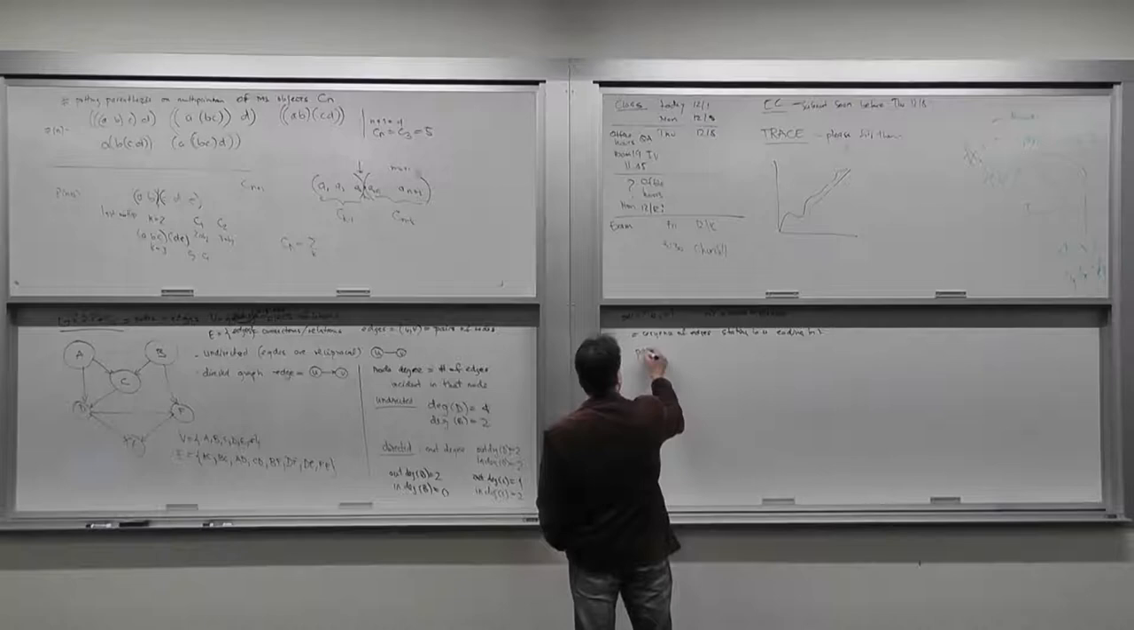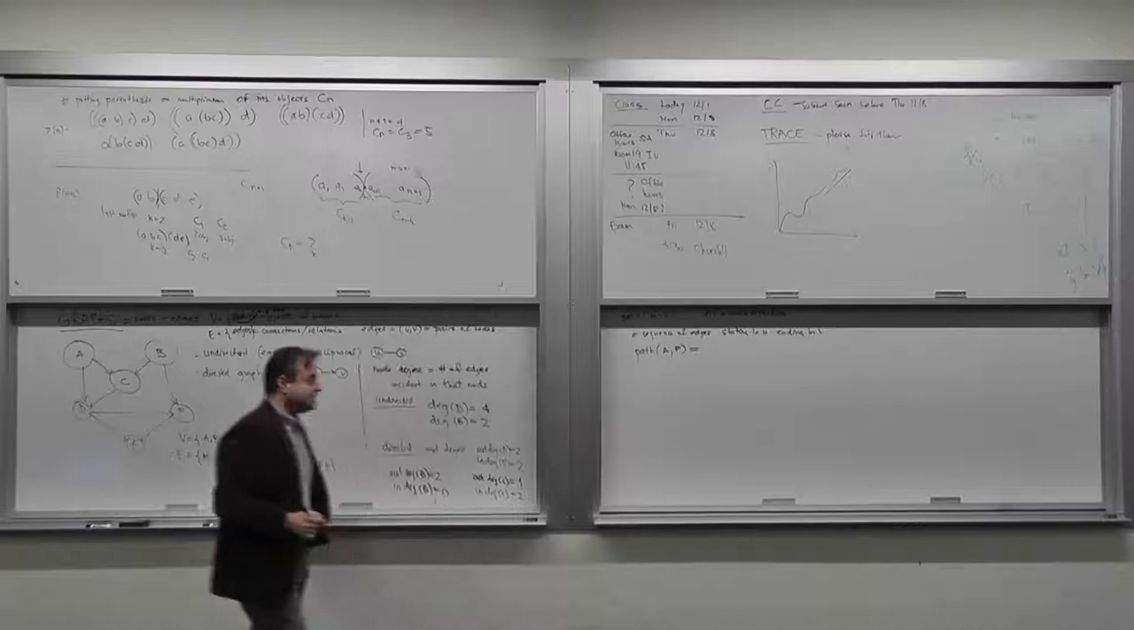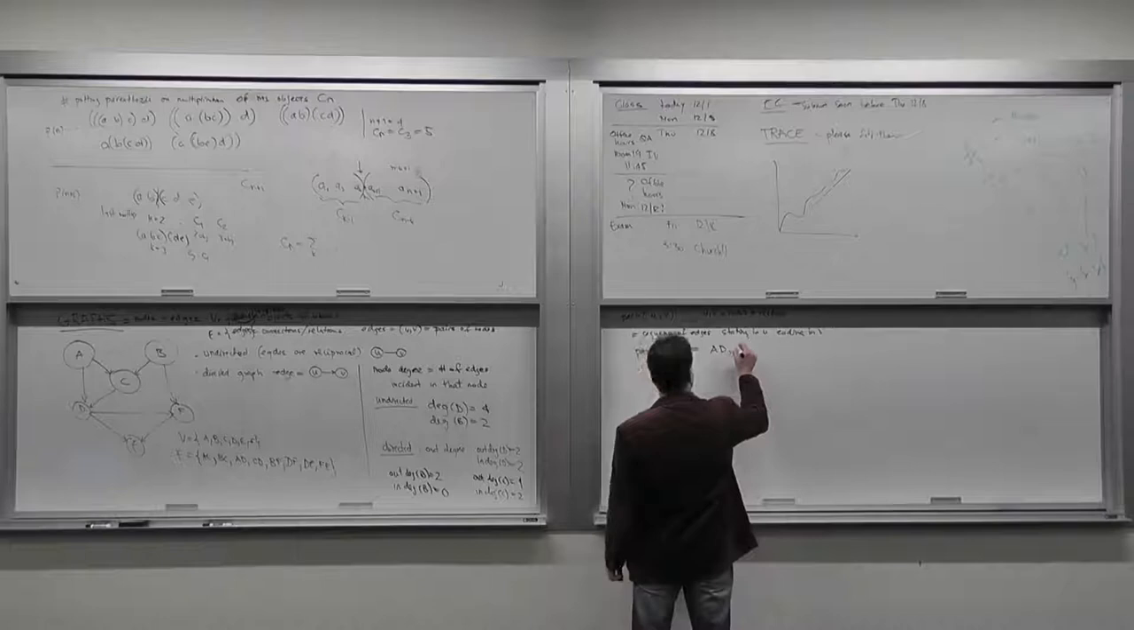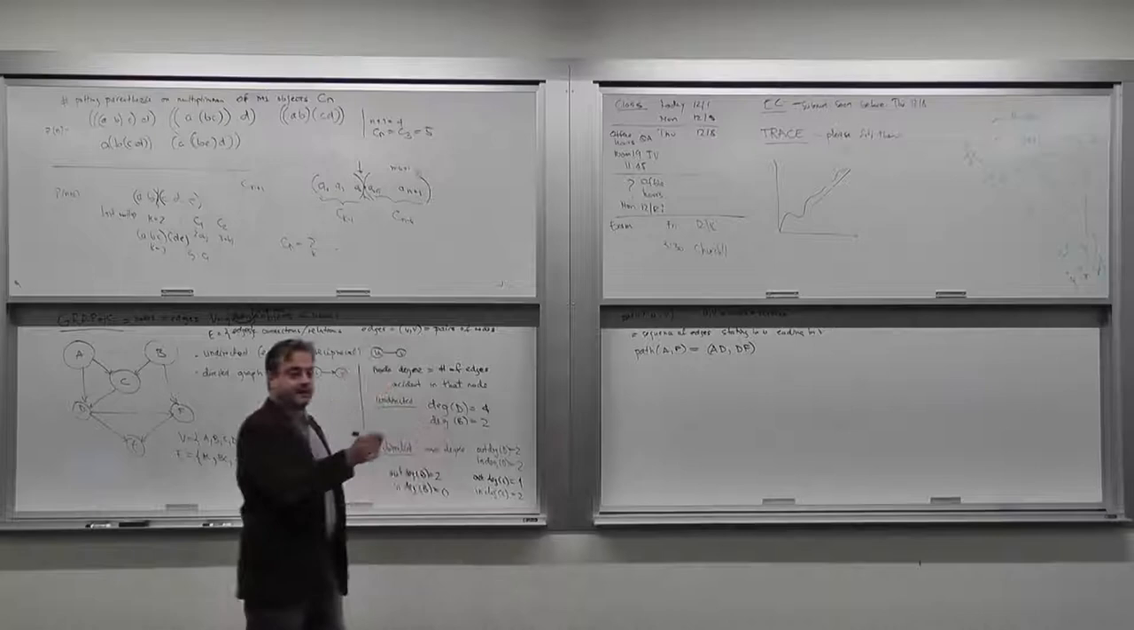Can we find a sequence of edges to start in A and end up in F? Yes. That would be what? AD. And then DF. That's a sequence of edges that I start in A, I end up in F.